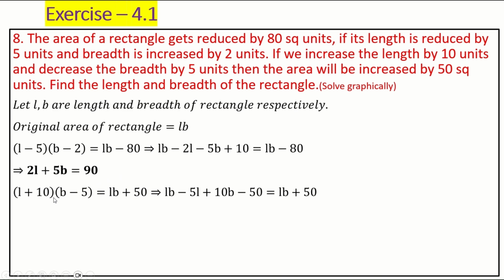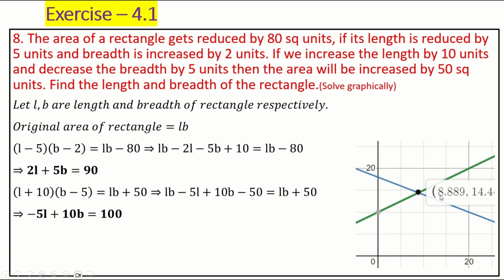Second equation: if length is increased by 10 and breadth is reduced by 5, then area is increased by 50. So (L plus 10)(B minus 5) equal to LB plus 50. You simplify it again. The second equation you get is minus 5L plus 10B equal to 100. Now you have two lines in L and B variables. Get 2 points for each line and then draw graphically. They intersect at 8.8 comma 14.4. So that is L comma B.